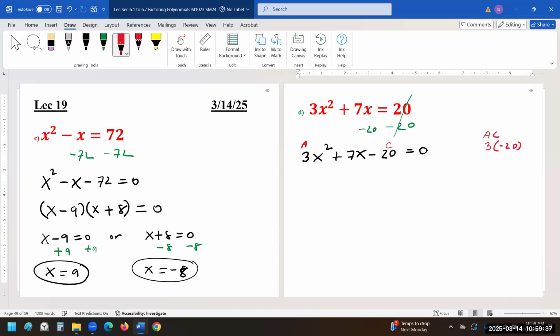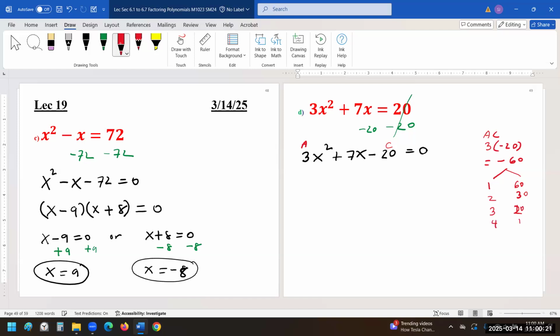So here's the AC method. We multiply 3 by -20 and get -60. Then we find 2 factors of 60 that, when combined, give 7. If you can't think of that right off the top of your head, then you need to find all the combinations. 60 is 1 and 60, but that doesn't give us 7 when you add or subtract. Then we have 2 and 30, but we still don't get 7. The next one is 3 and 20. So 3 and 20 still doesn't give us 7.